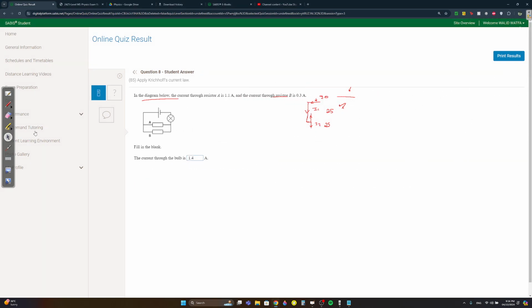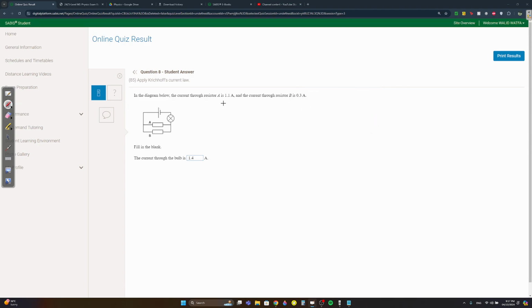Kirchhoff's law also came. I remember it came in the CA. It was like this, like this, like this, like this. Junction here. X ampere, 3 ampere, 4 ampere, 2 ampere. Find X. Just add 4 plus 2, 6. Then 6 minus 3, you're gonna get 3 ampere. A very, very simple question. The current going in is equal to the current going out. So x plus 3 is equal to 4 plus 2. So you're going to get x equals 3.